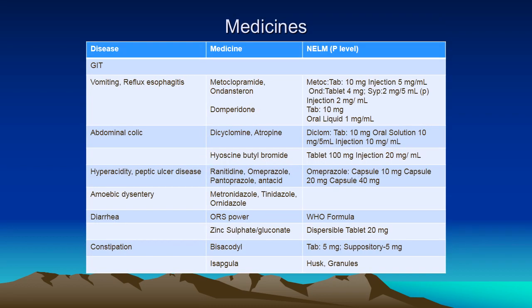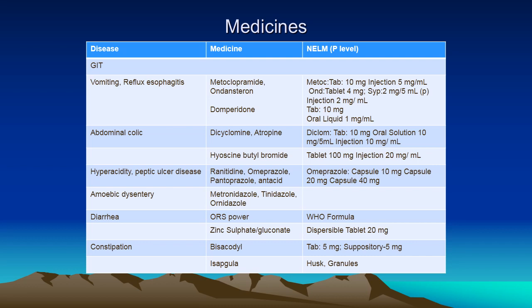And for GIT disorders: metoclopramide, ondansetron, domperidone. Metoclopramide and ondansetron are available as injectables also, whereas domperidone is only orally effective. They are cost effective and effective treatment for various types of vomiting. For abdominal colic, dicyclomine should be chosen because of availability, efficacy and safety. It is also available as injectable and oral preparation.